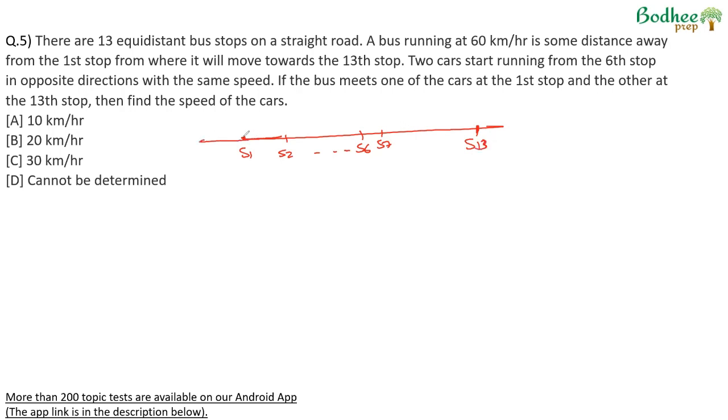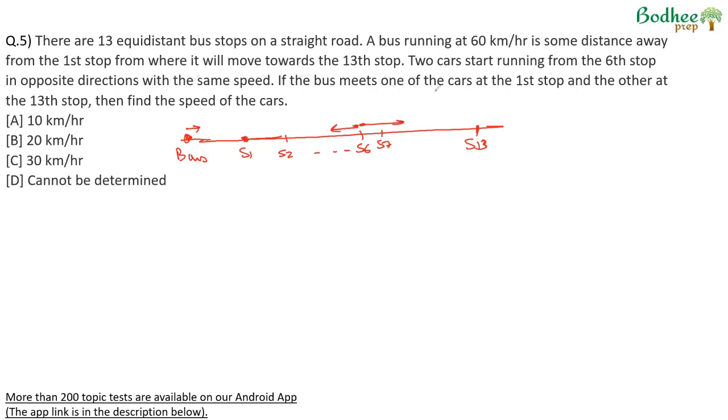S1, S2, S3 is what I marked for the stops, equidistant stops. Also, suppose here is the bus running towards the stops. Cars start from the 6th stop. Two cars start running from the 6th stop in opposite directions. One car goes here, the other goes here.